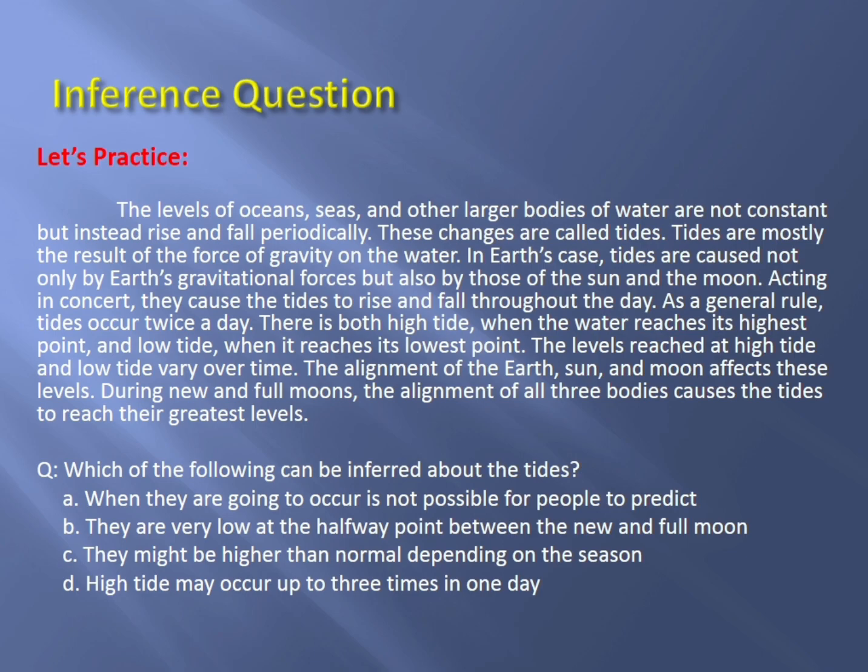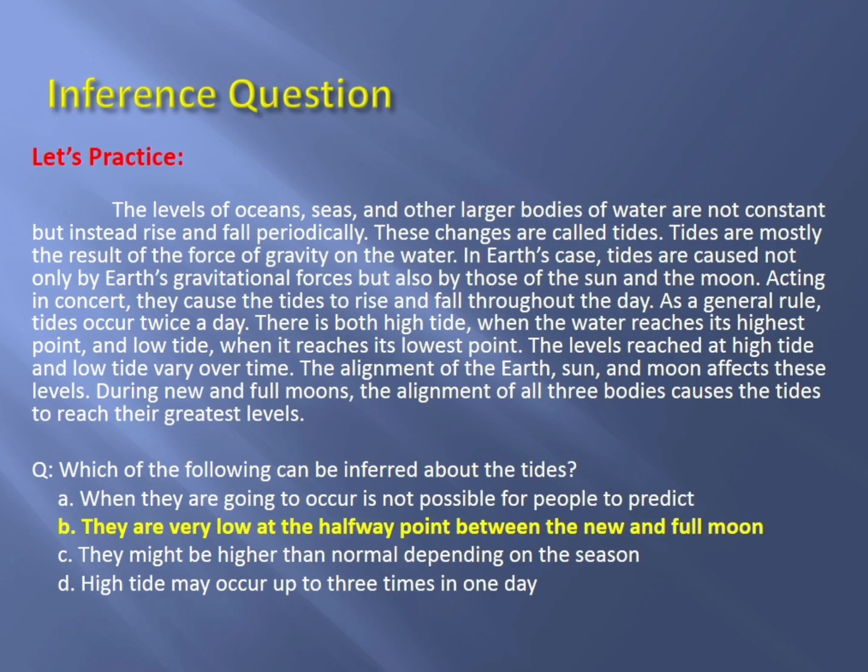A. When they are going to occur is not possible for people to predict. B. They are very low at the halfway point between the new and full moon. C. They might be higher than normal depending on the season. D. High tide may occur up to 3 times in one day.